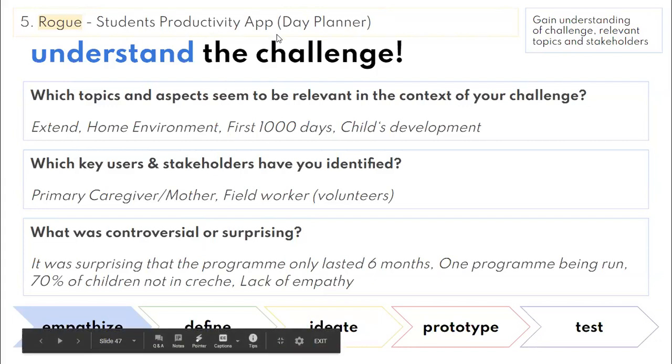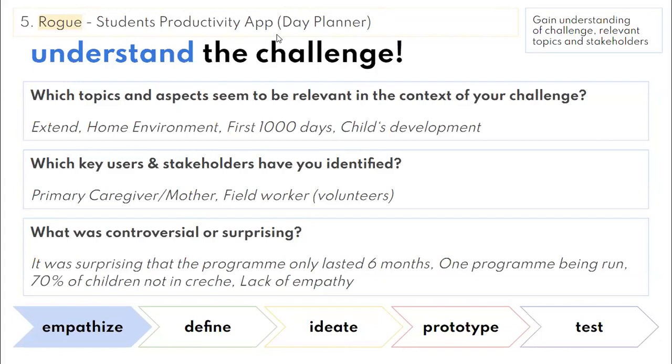Now, if I had gone through with my original plan, I would have asked anyone from group five, from Rogue's group, to respond, well, you know, in terms of a student productivity app, what do you think the main aspects would be that would be relevant for you to understand and know and to name as parts of this challenge?